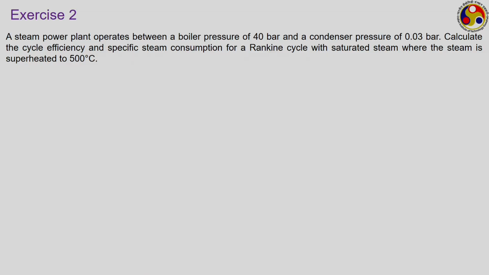The same cycle, we have the same boiler pressure of 40 bar and condenser pressure of 0.03 bar, but here there is a typing error. You have to calculate the cycle efficiency and specific steam consumption for the Rankine cycle. Just remove this part where the steam is superheated to 500 degree Celsius.